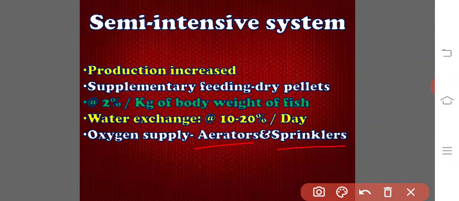So in the extensive method, we provided only fertilizers to grow the plankton. But here, we supply supplementary feeding, there is a water change, and we also provide aerators or sprinklers in order to enhance the oxygen supply. This is the semi-intensive system.